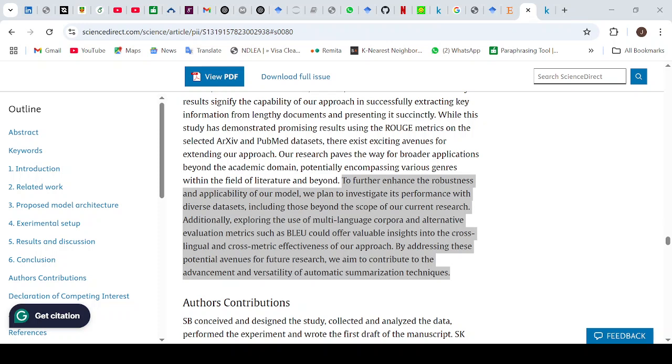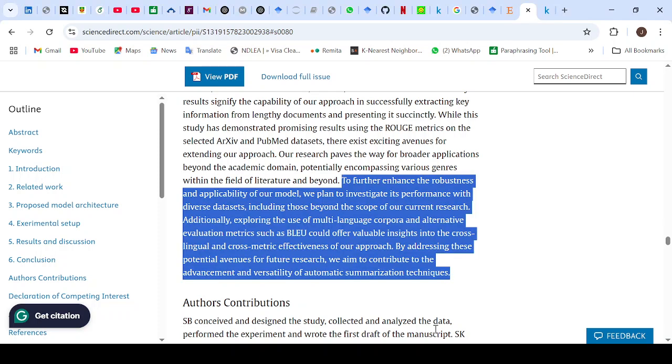So the research proposes investigating the use of multi-language corpora, that is data sets that contain text in multiple languages, and exploring alternative evaluation metrics like BLEU, that is bilingual evaluation understudy. So this is a good gap which a research student or a project student or a PG student can look into. So the students that are working on text summarization, you can pick up this and try to research if it's what you can do.